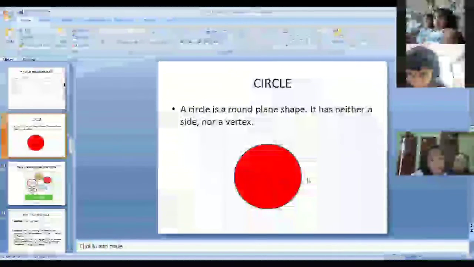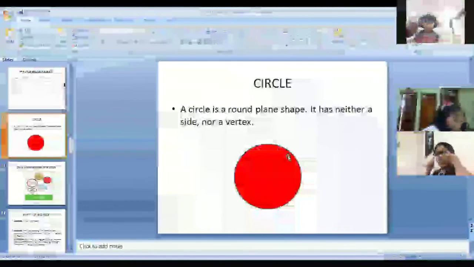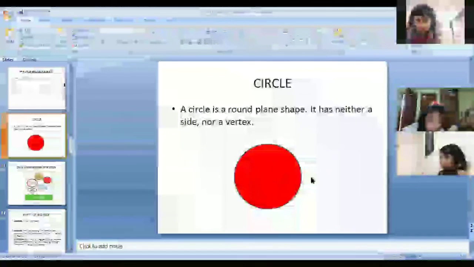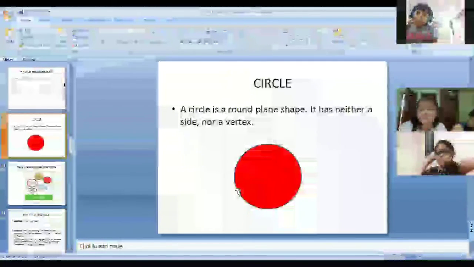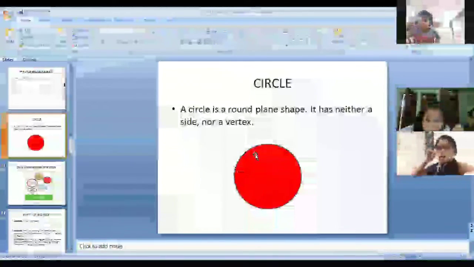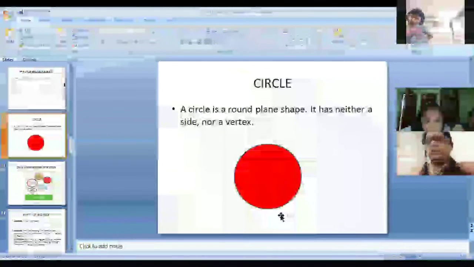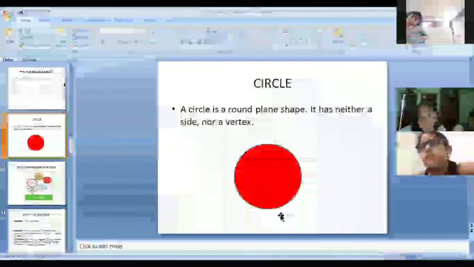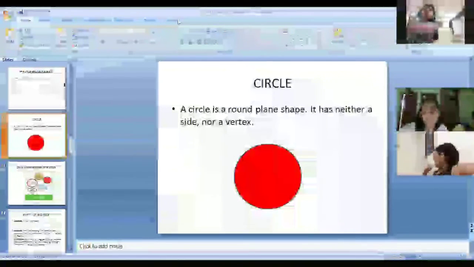A circle is a round plane shape. Please have a look. It is a circle which is round in shape. It has neither a side nor a vertex. Okay, children? Like you can see here, it is a circle which is round in shape. Can you see any corner here? No corners. And no side. It has got a round shape.